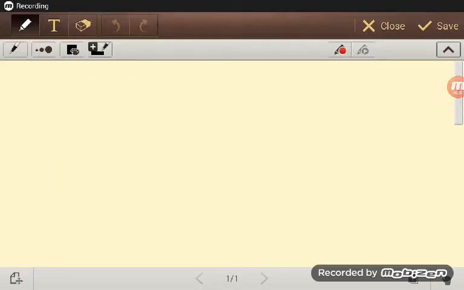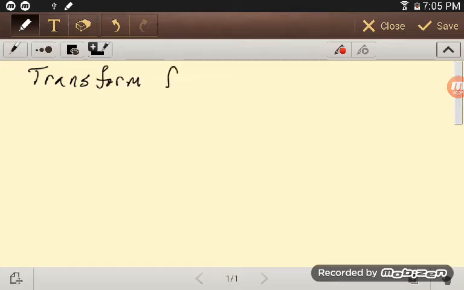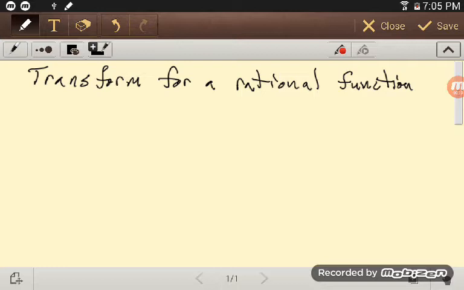Okay, so what if we want to transform for a rational function? We'll make a reasonably simple one. A rational function, remember, is y equals some polynomial p of x over another polynomial q of x.